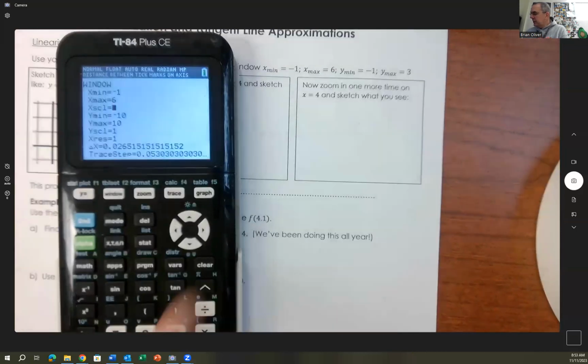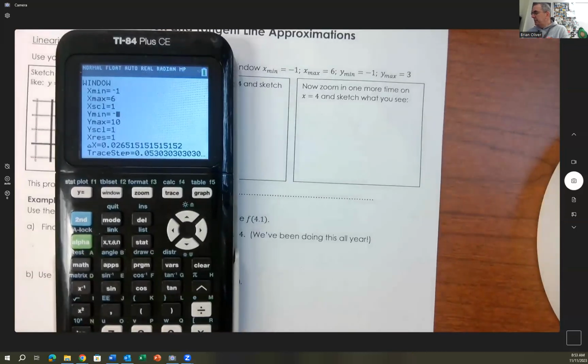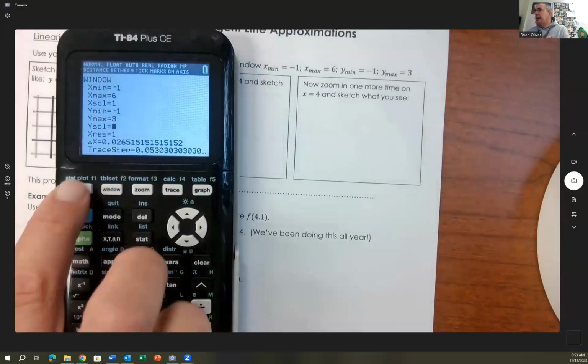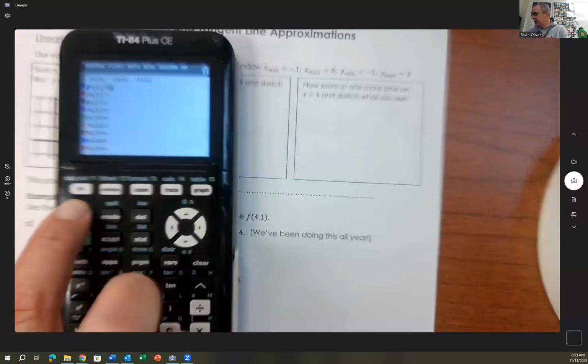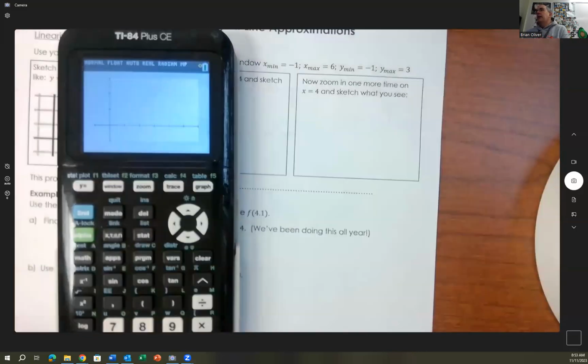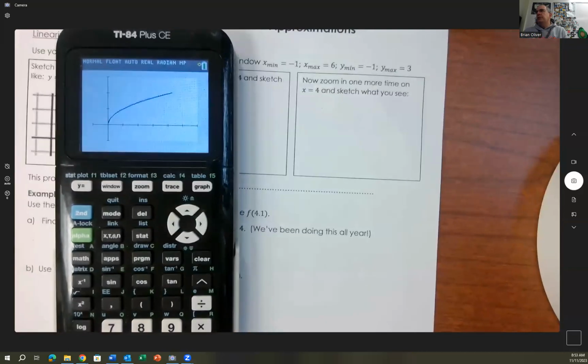Oh, that's the scale, clear. 1. We're going to change the y minimum to -1. We're going to change the y maximum to 3. Now we're going to put in our function, the square root of x, second square root x. And I want to go ahead and graph that. So that's what our function looks like.